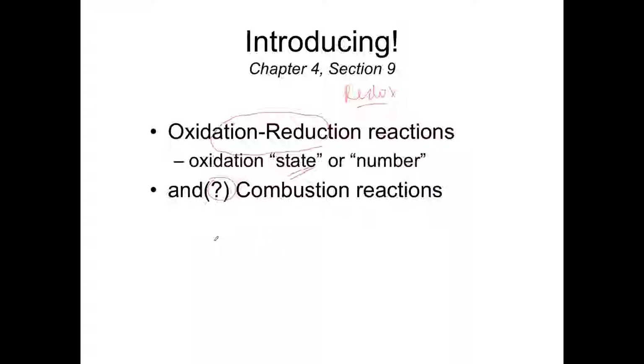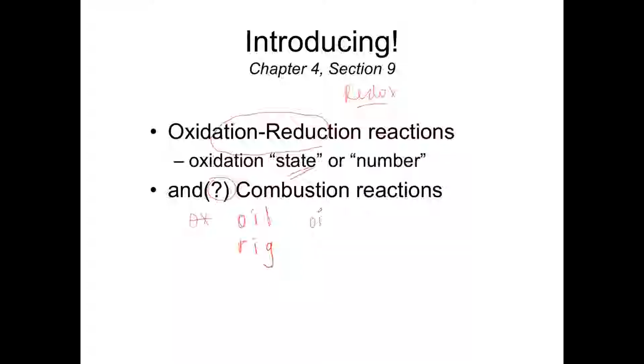Okay, before I begin, let me define oxidation. So oxidation is loss of electrons. Reduction is gain of electrons. Okay? So oxidation is loss of electrons. Reduction is gain of electrons. All right?